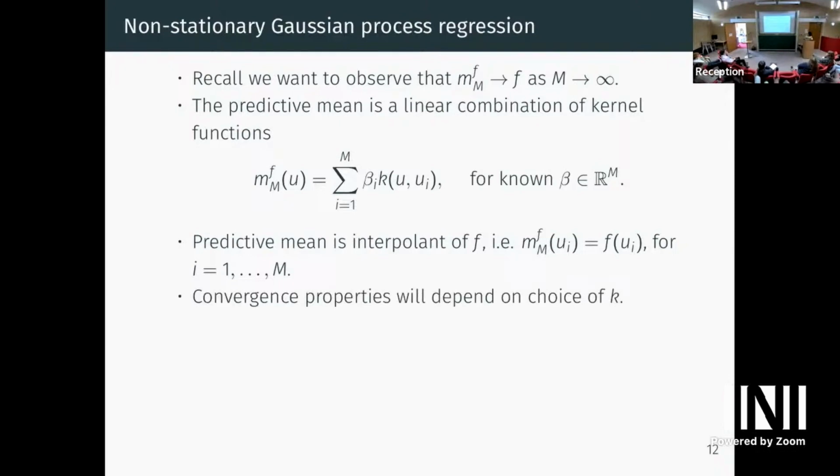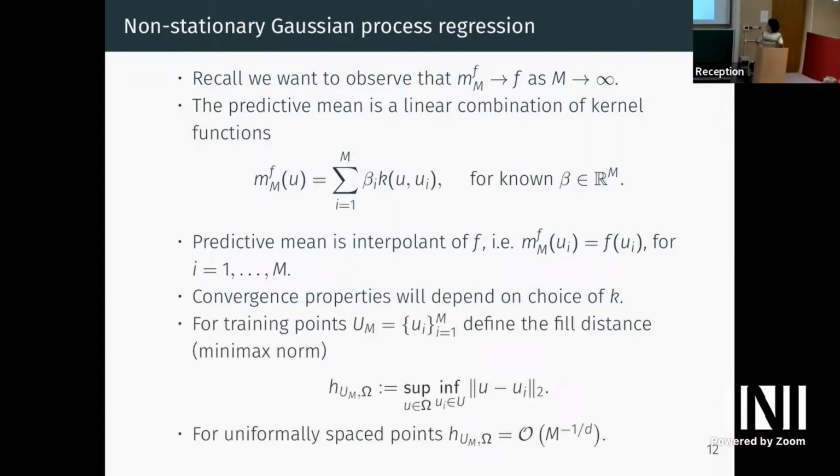Okay, so the convergence properties will actually depend on the choice of kernel K. To look at how the number of data points affects us, we define the fill distance, which is also the minimax norm. It is just the maximum of the minimum distances between any of your known data points and the points in your domain. For uniformly spaced points, this is roughly scaled as one over N.